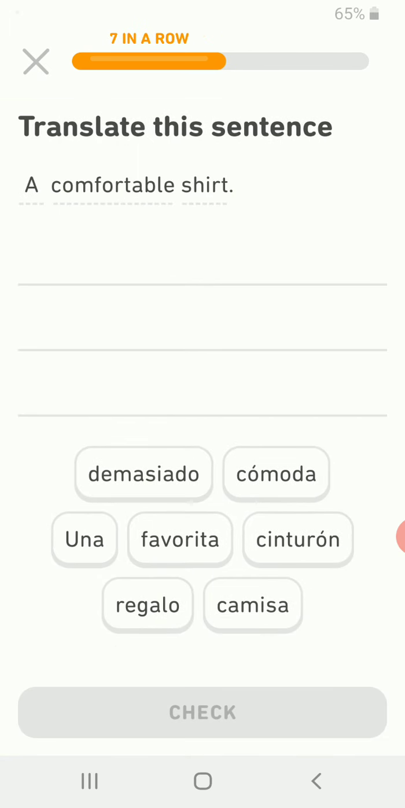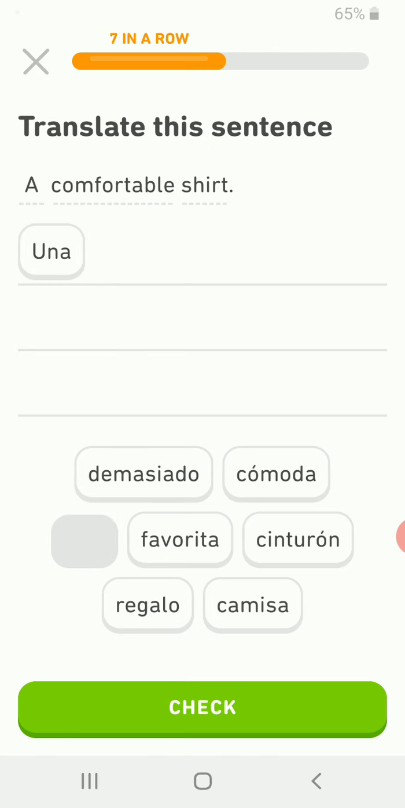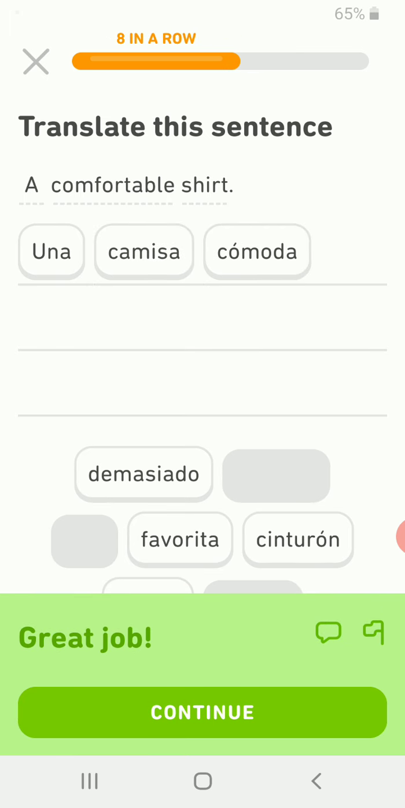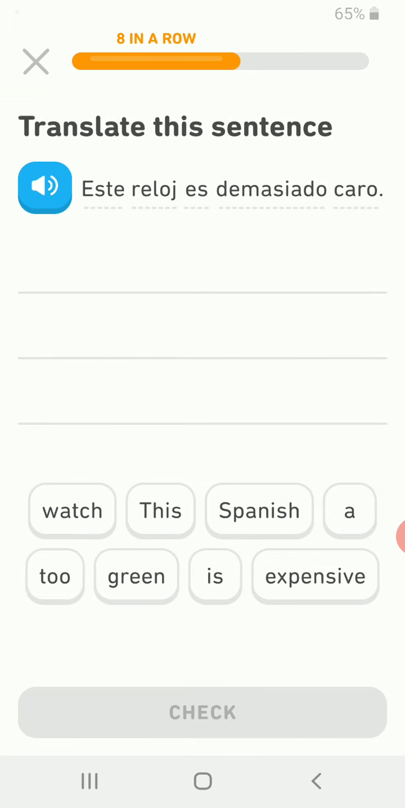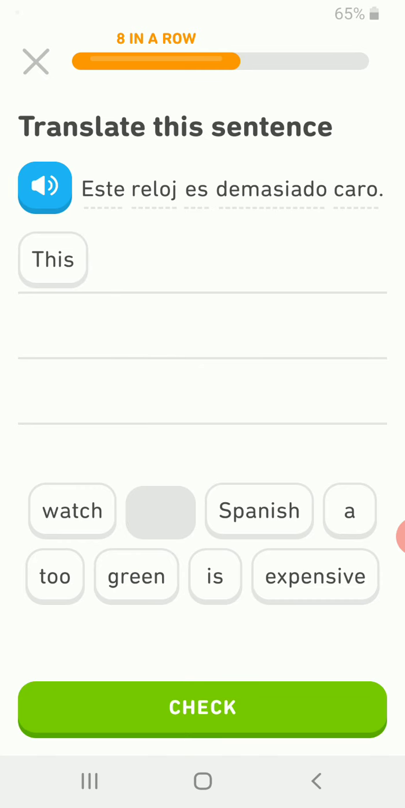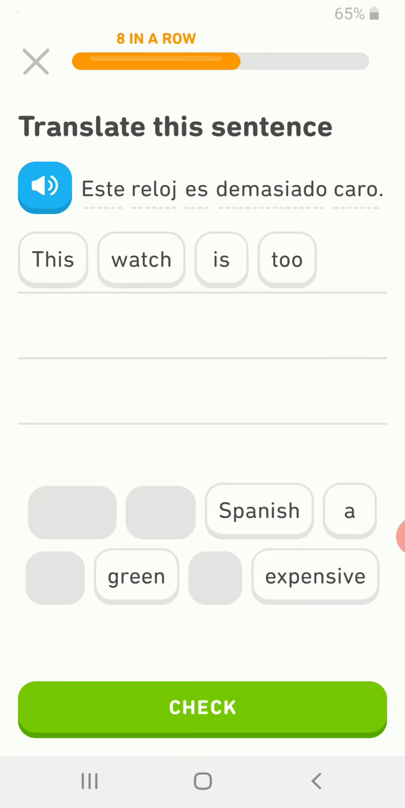And comfortable. Cómodo is comfortable, so una camisa cómoda. Cinturón is a belt. So este reloj es demasiado caro. Demasiado is too much. So this watch is too expensive. Caro is expensive.